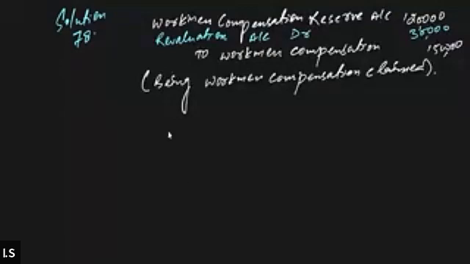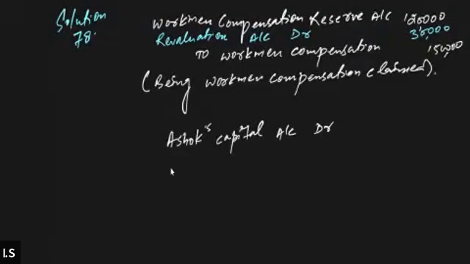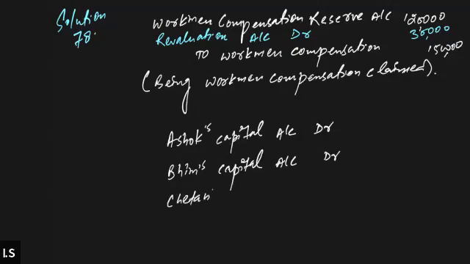So we'll write down Ashok's capital account debit. Then Bhim's capital account debit, and Chetan's capital account will also be debited.